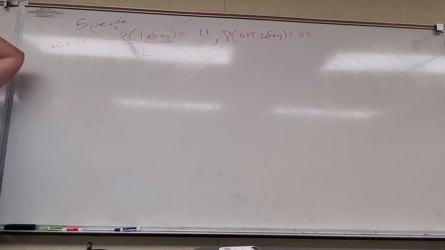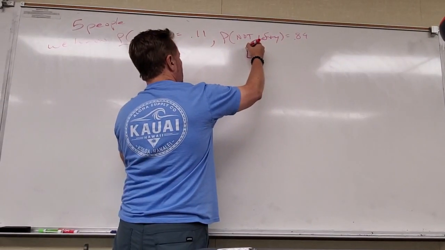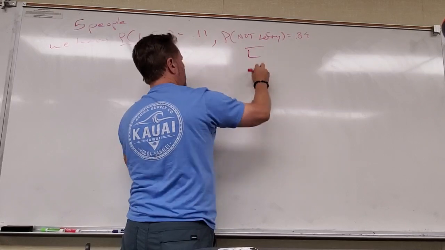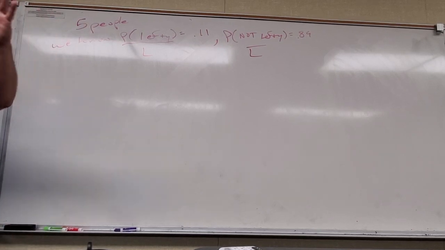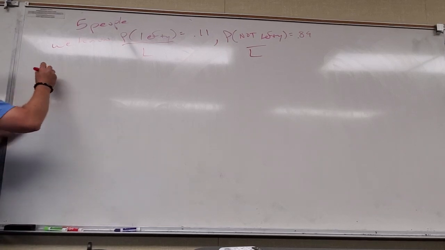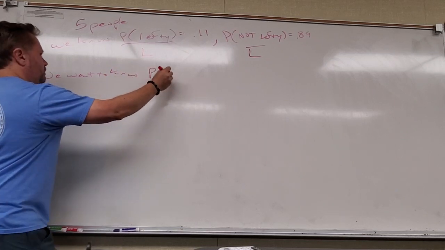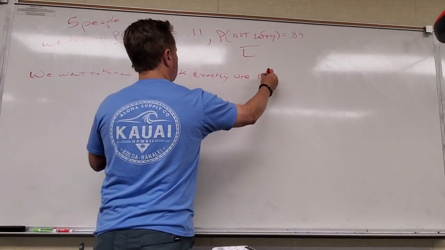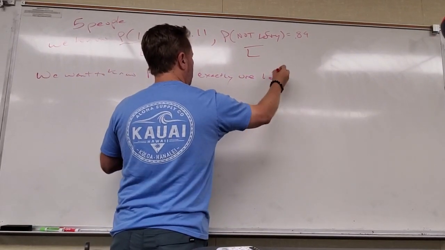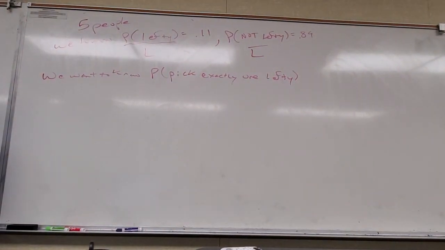Okay. Let me show you a symbol that I use. I think the book uses a little prime, but this symbol is what means not in probability events. Okay, so let's do this. If I have 5 people, we want to know the probability that we pick exactly one lefty out of 5 people. So I have 5 people lined up against the wall. I pick one at random. What is the probability that I pick a left-handed person?